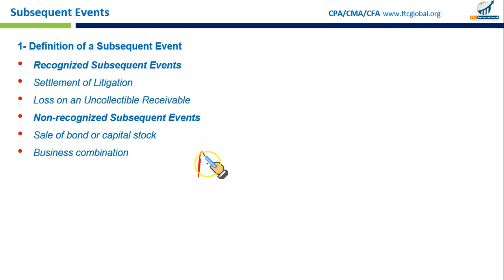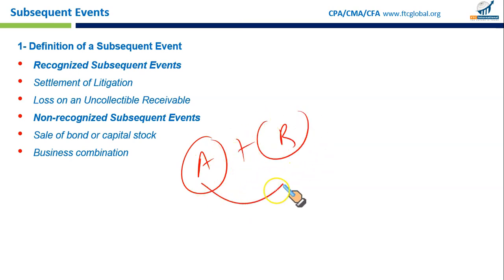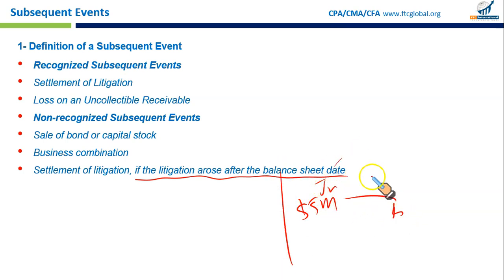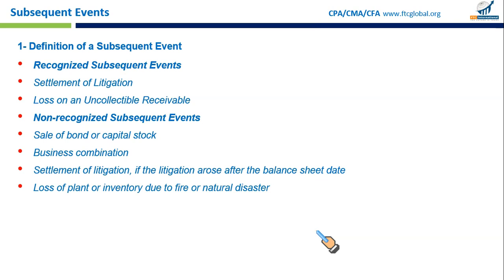For example, company A merges with another company B after the balance sheet date. This merger isn't recognized. Then we have settlement of litigation if the litigation arose after the balance sheet date, like a lawsuit that began after the balance sheet date and gets settled. So it doesn't need to be recognized in the financial statement. For example, a company was sued in January for $5 million and it settles this liability in February. Both of these events occurred after the balance sheet date, so they do not require any adjustment in the financial statement.